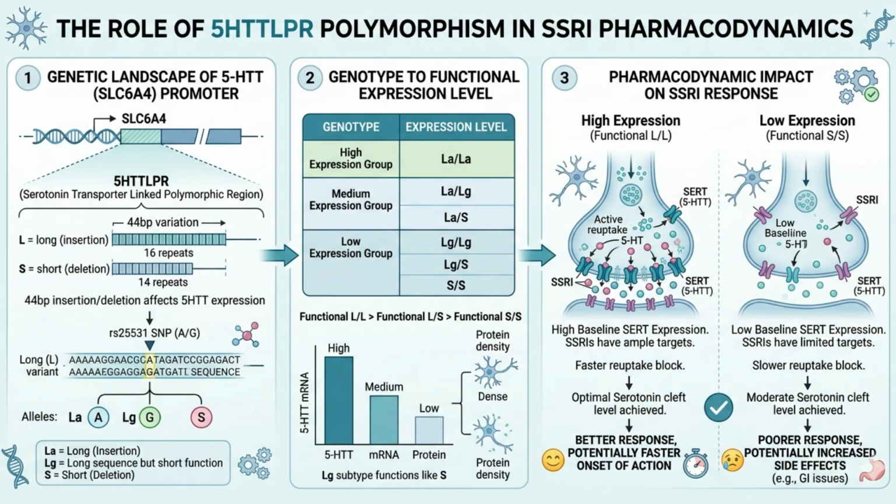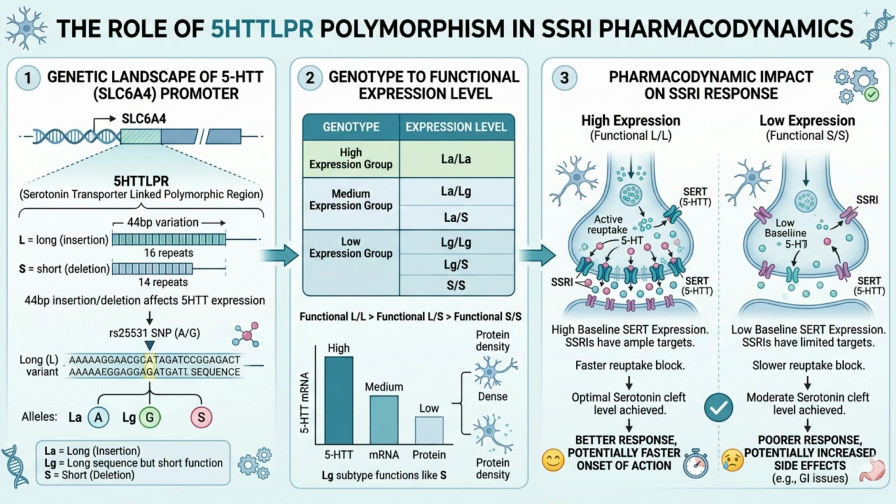A single nucleotide polymorphism, or SNP, adds a layer. This creates specific alleles: LA, which is high expression, and LG, which is technically long but functions like the short S variant. This definition is critical.